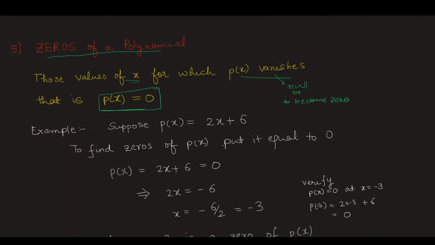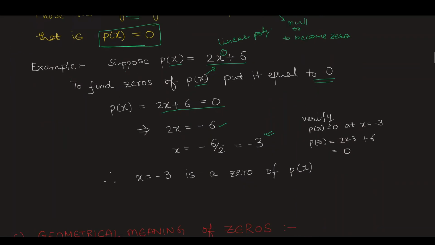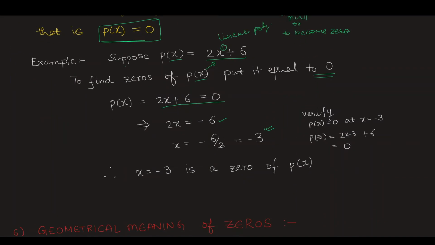Suppose, example, p(x) is 2x plus 6. This is a linear polynomial. Why? Because of this 1, which is not written here, because in one case we don't write 1. Its degree is 1. That's why it is a linear polynomial. Okay, so to find zeros of p(x), put it equal to 0. When we do that, 2x plus 6 is equal to 0, 2x is equal to minus 6, x is minus 3. So x is equal to minus 3 is a zero of this p(x).